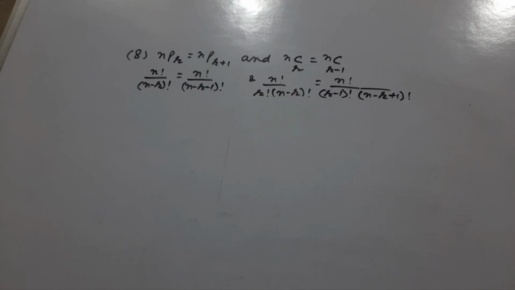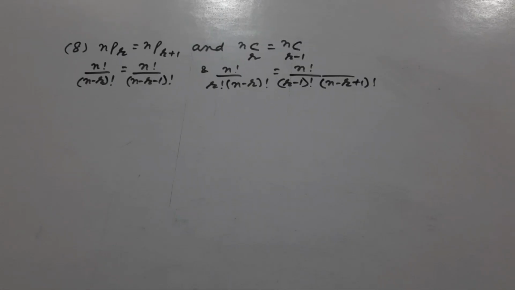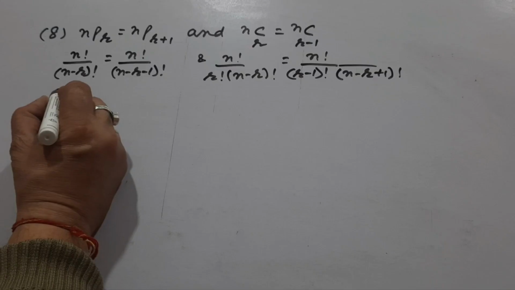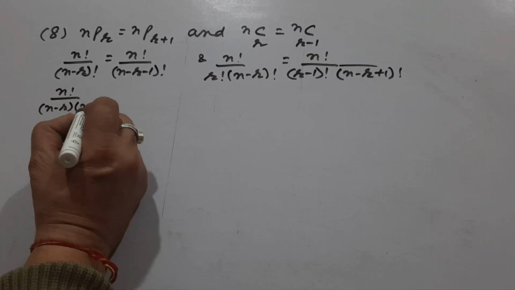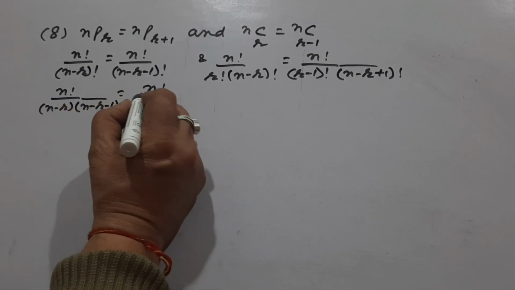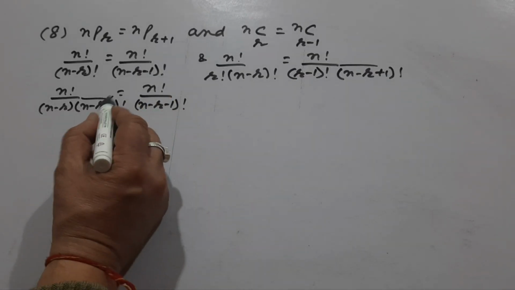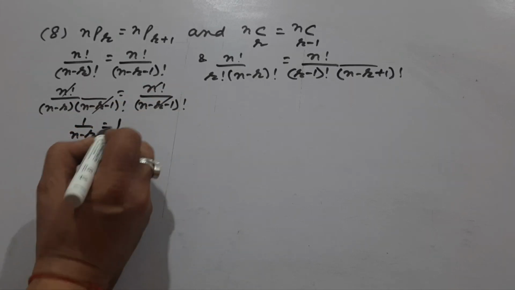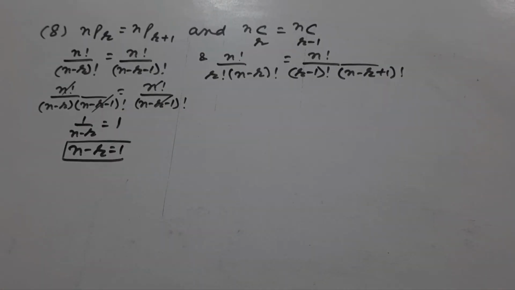Now students, let us solve it. First I solve, writing (n minus r) factorial as (n minus r) into (n minus r minus 1) factorial, equal to n factorial upon (n minus r minus 1) factorial. Cancelling these two and cancelling these two, we get 1 upon (n minus r) equal to 1, or we get n minus r equal to 1. This is the first equation.